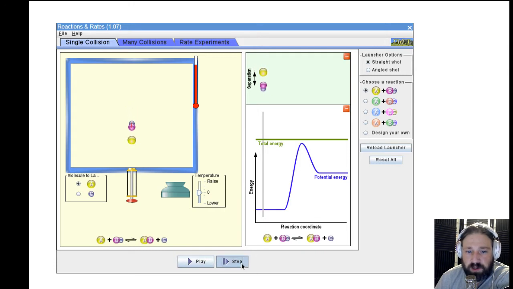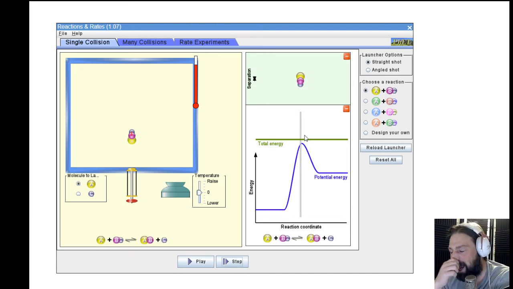It's getting closer, closer, closer, and it reaches this point at the top of that activation energy. This is the transition state. This is basically that weird thing that shouldn't exist. Right now it's ABC all together, bonded together. So yeah, that shouldn't exist, and it doesn't like to exist. So it's going to fall back down one way or the other at this point.